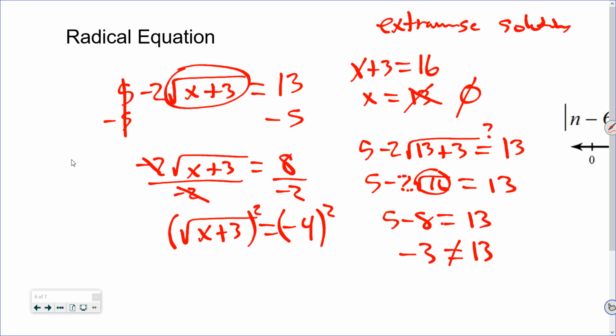So steps: get the radical by itself. Once you do, square both sides, solve the equation, but you have to check the answer. Okay, that's required. That has to happen every time because you can get those extraneous or false solutions.